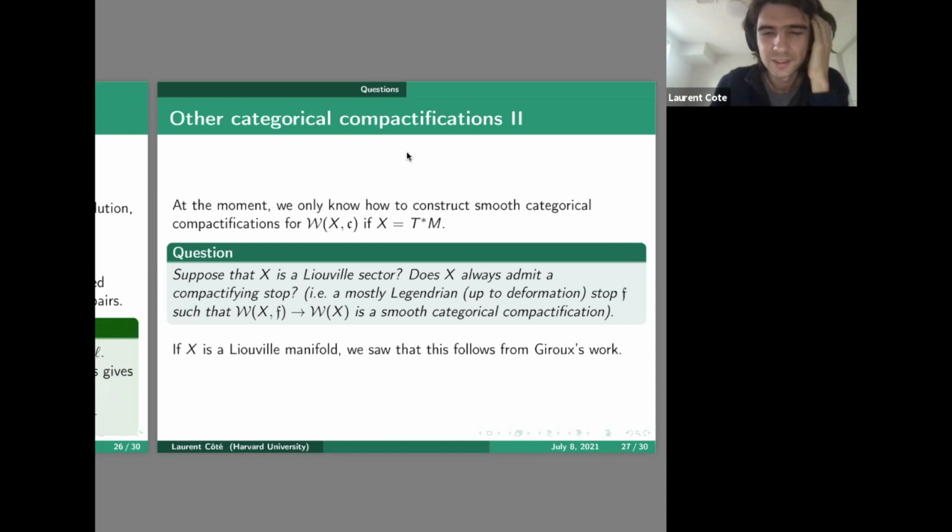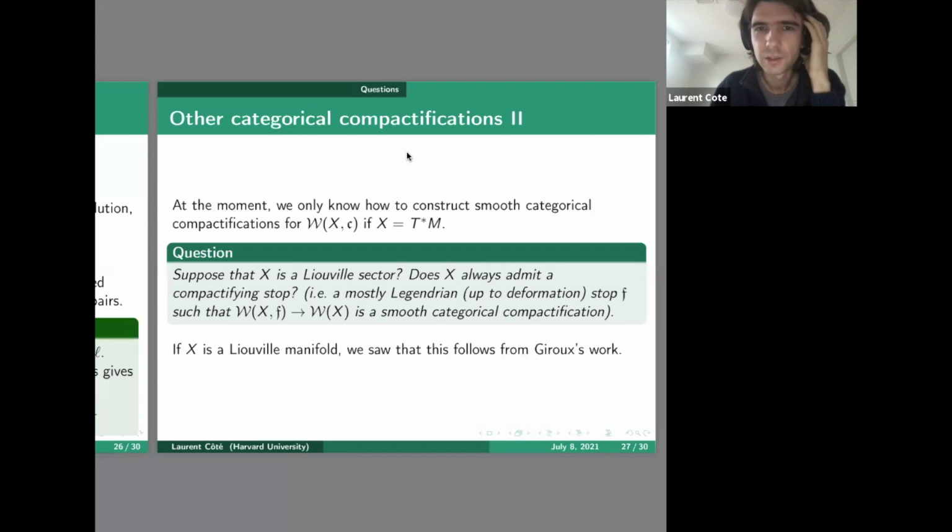There's no such theorem which applies. And so it's actually not obvious that a Liouville sector admits a compactifying stop. It seems sort of inconceivable that this would not be true, but to us at least, it was not clear how to construct such a thing. For cotangent bundles, the situation is a bit better because we can use these conormals, and Ganatra-Pardon-Shende showed that if you have a mostly Legendrian stop, you can actually embed it into the conormal of a Whitney triangulation, which means that you can somehow still construct a compactification using this.